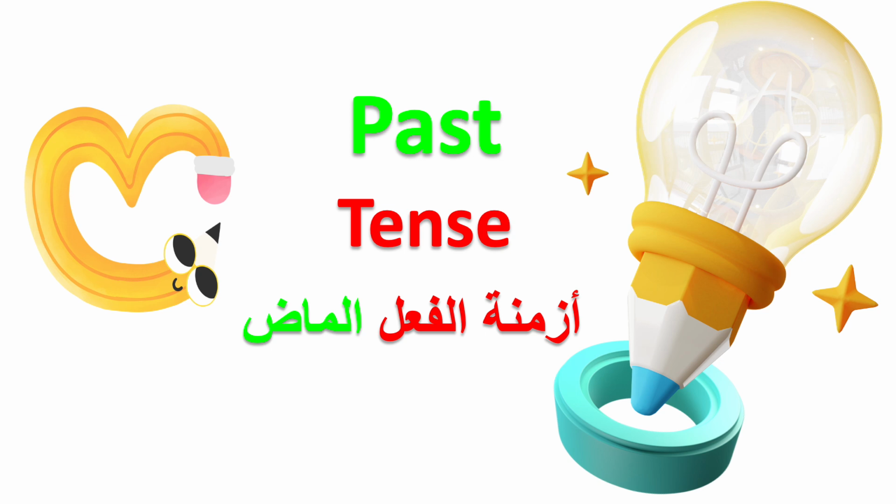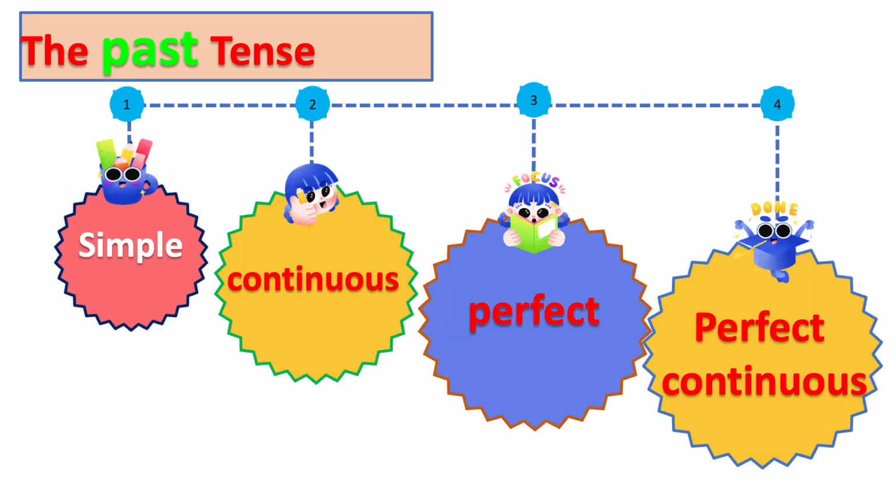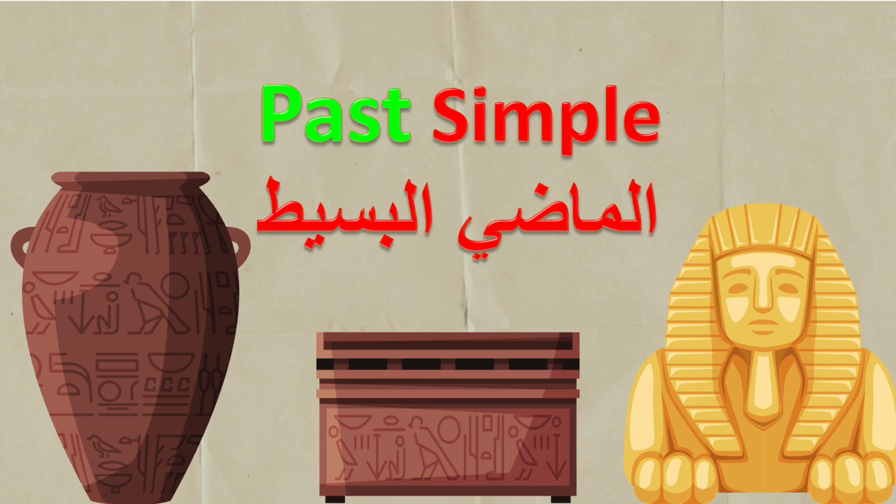The past tense. The past tense is broken down into 4 different categories: simple, continuous, perfect, and perfect continuous. Let's get started. Simple past. Verb 2.